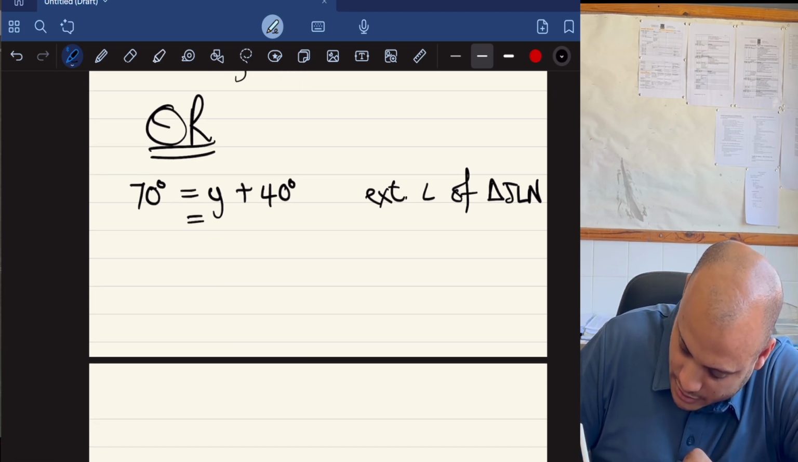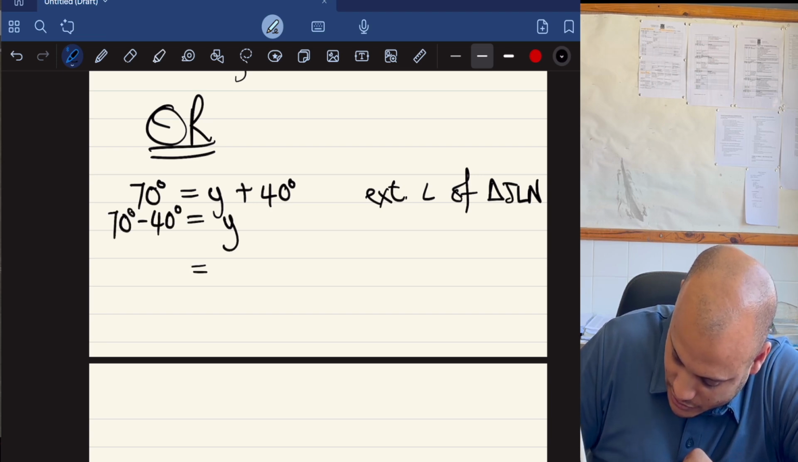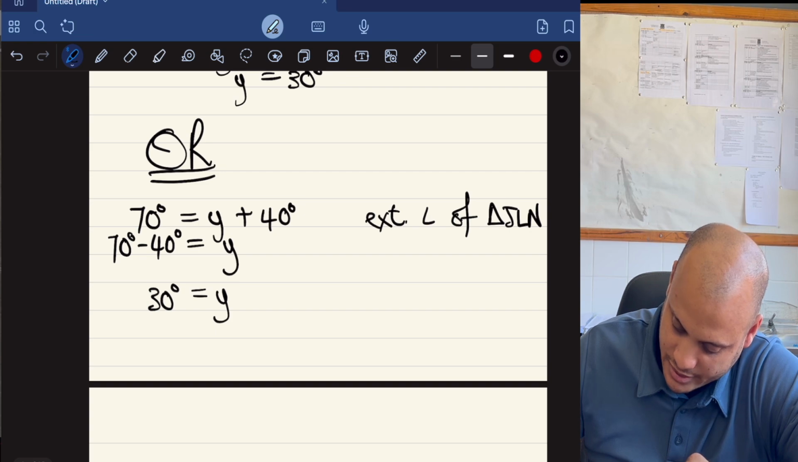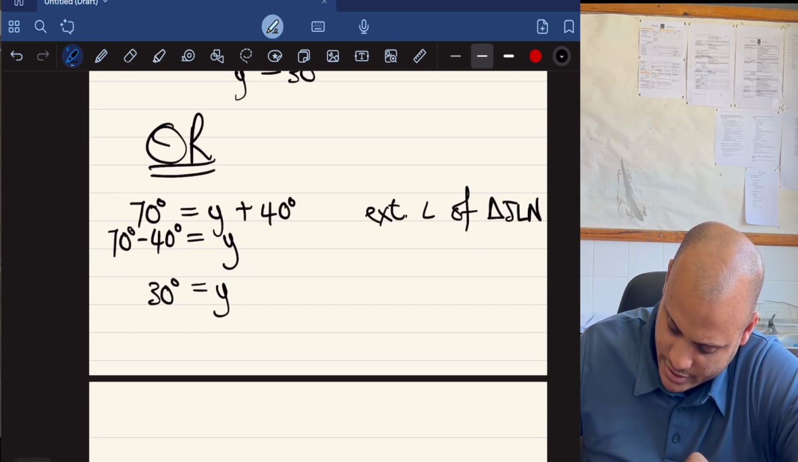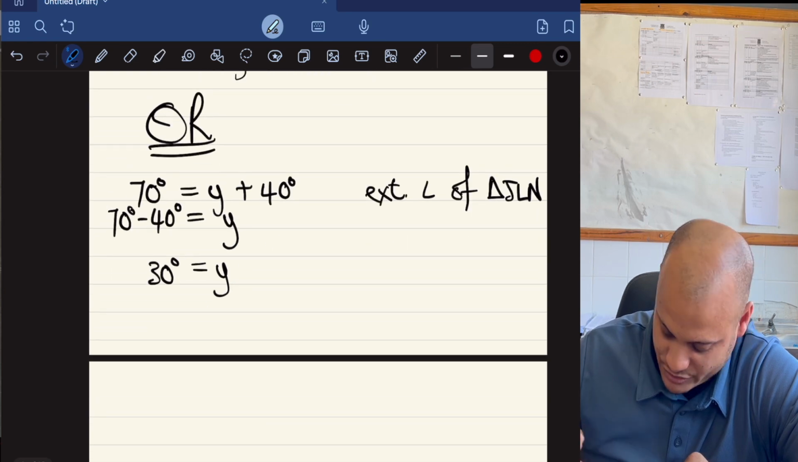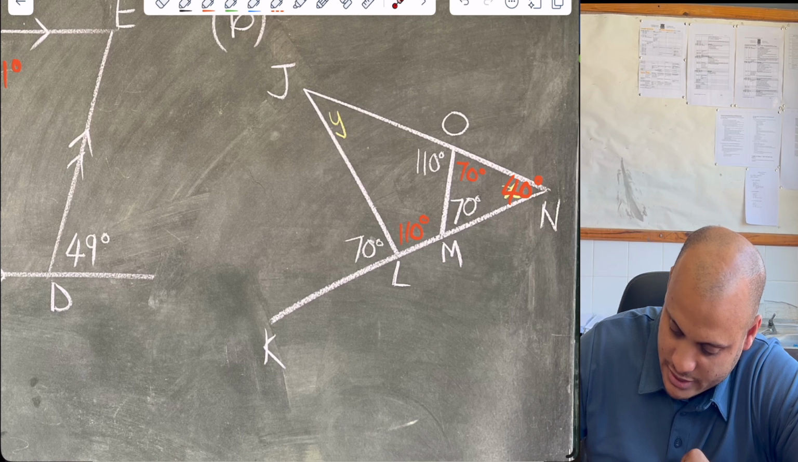And if I keep my y on this side, I subtract 40 from 70 here, I get y equal to 30 degrees, and that's the same answer. Actually went a whole lot quicker than the previous approach. So you choose which one works better for you, or basically whichever one you noticed first when you analyze this diagram.